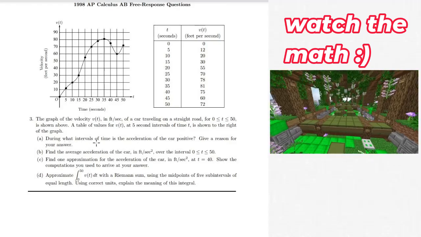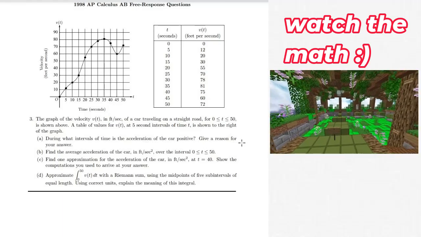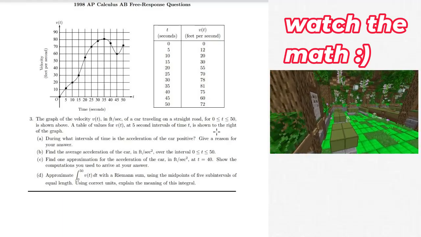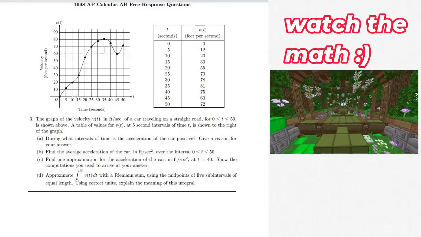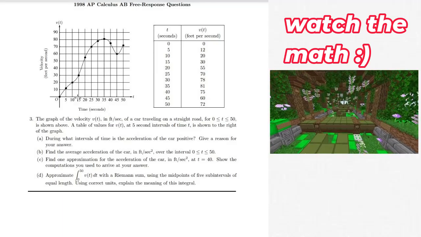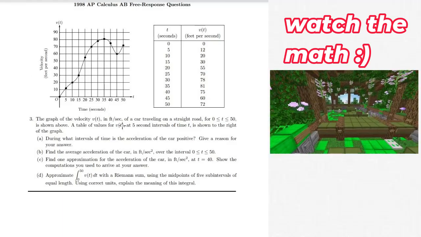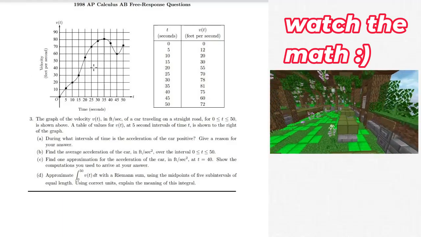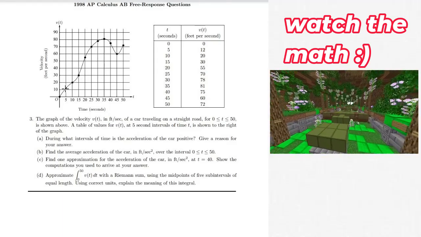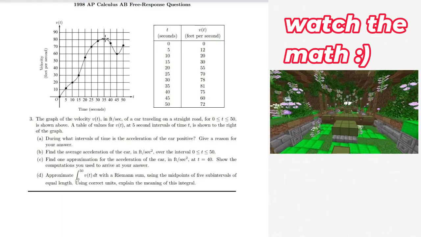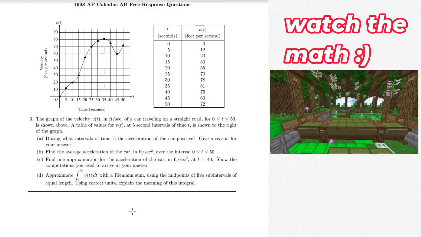Part A. During what intervals of time is the acceleration of the car positive? Give a reason for your answer. So basically what's important to remember here is that the velocity and the acceleration are going the same direction. So this whole thing is when velocity is positive, and so now we just need to find when acceleration matches that and is positive, aka increasing. So we see here all the way from 0, look, it's increasing until we get to 35, and then it decreases, and then from 45 to 50 it's also increasing.